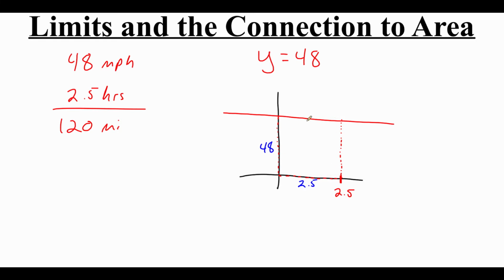Now, if I were to find the area of this rectangle, I would take the length times the width. And if I take 48 times 2.5, I get 120, which is the exact same answer that we got before. And it's really no coincidence that the area of this rectangle and the answer for our total miles covered are the same exact value.